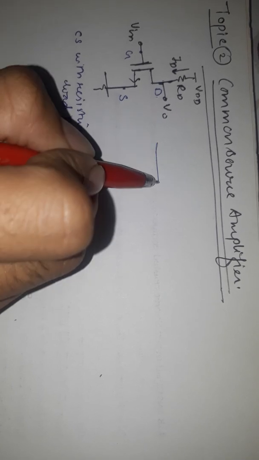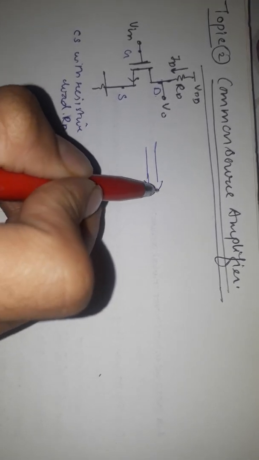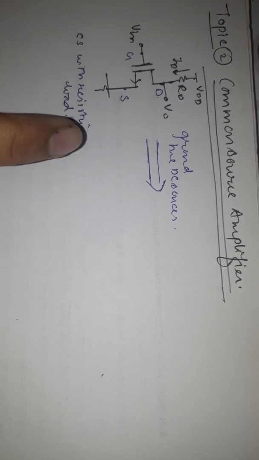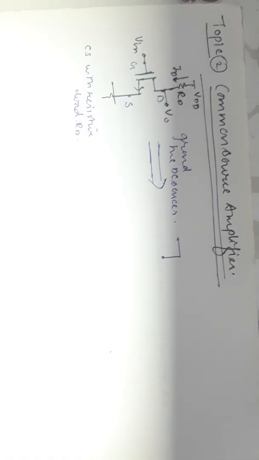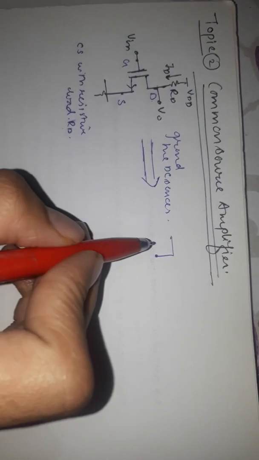Now we have to draw the equivalent circuit of this common source amplifier. For this we have to again ground the DC sources. When we ground these DC sources, we will get the circuit like this. Let's start.